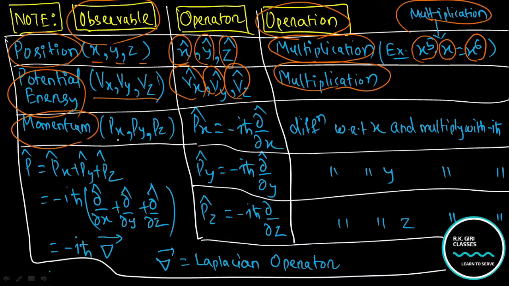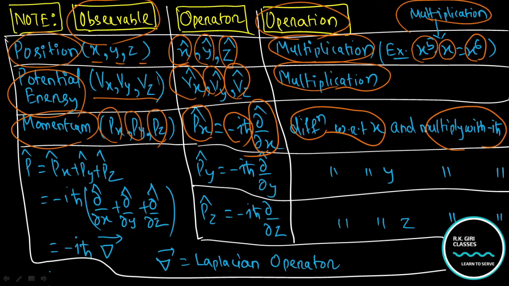If you have momentum, that is Px, Py, Pz along three axes x, y, z, Px is represented like this: minus i h cut del by del x. That means differentiation with respect to x and multiply with minus i h cut. This differentiation is partial differentiation, not complete differentiation. In partial differentiation, for example del by del y with respect to z, z will be a constant quantity. So that is another thing.